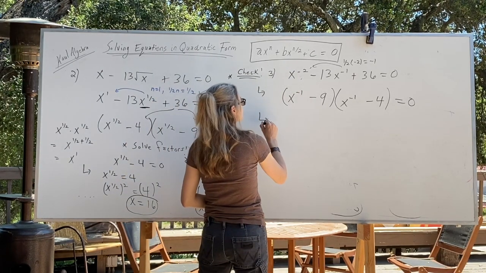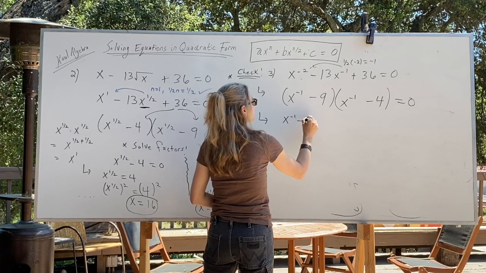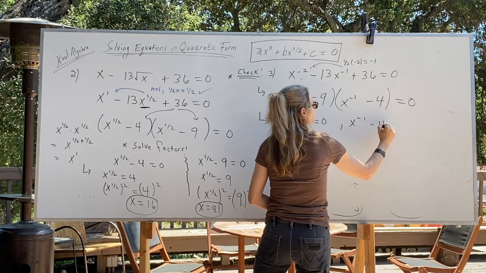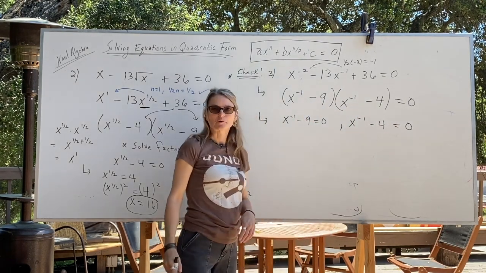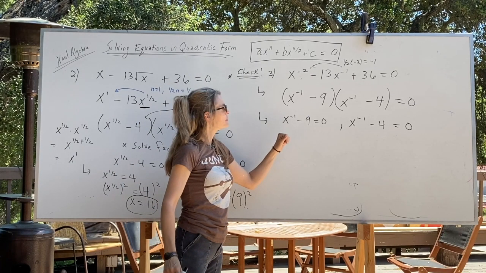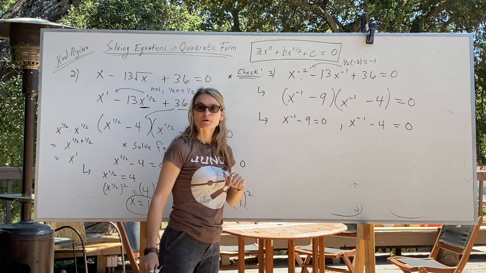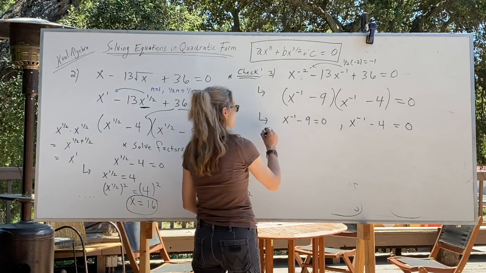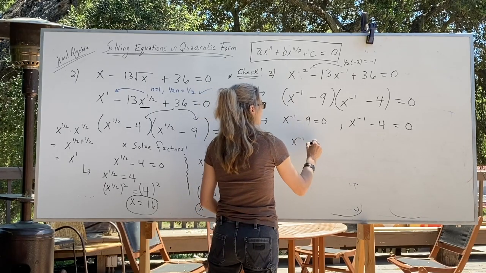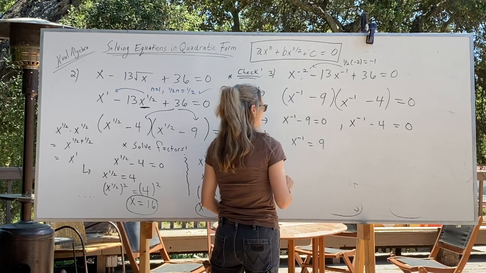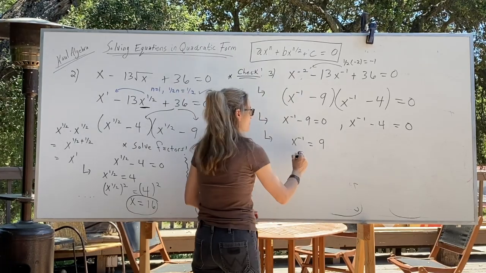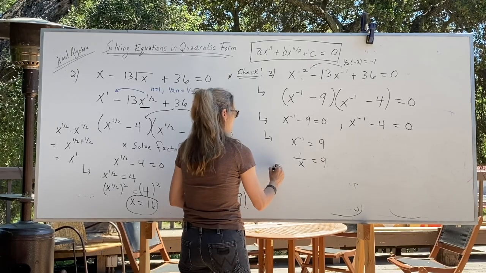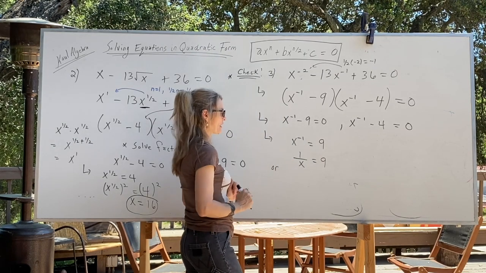Next step is to set each of these factors to 0 and solve them. Here what we have to remember is how to solve negative exponents, and the definition of negative exponents, that those are really fractions. So our next step is x to the negative 1 equals 9. And then to solve this, I could write this as 1 over x equals 9, or I could raise this to the negative 1 power.